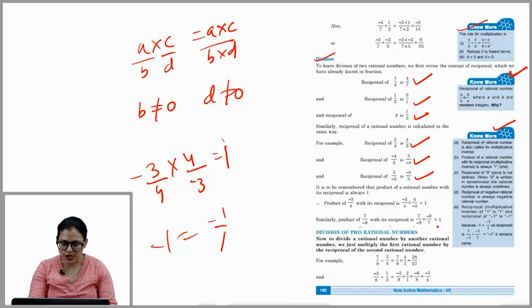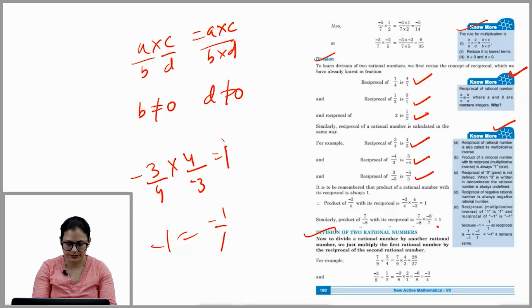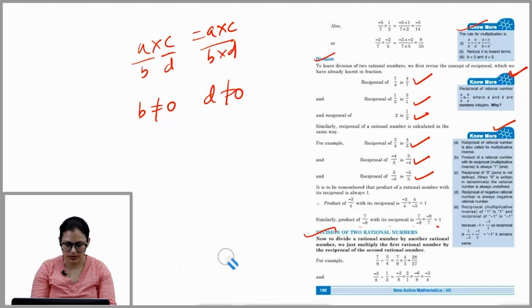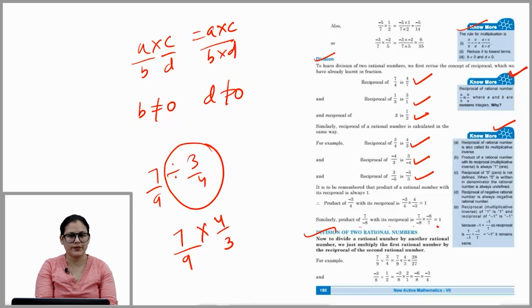Okay. Now, division of two rational numbers. To divide a rational number by another rational number, we just multiply the first rational number by the reciprocal of the second rational number. So, what is the question? 7 by 9 divided by 3 by 4. What will we do? We will take the reciprocal of this rational number, 4 by 3. Now 7 into 4 is 28, 9 into 3 is 27.